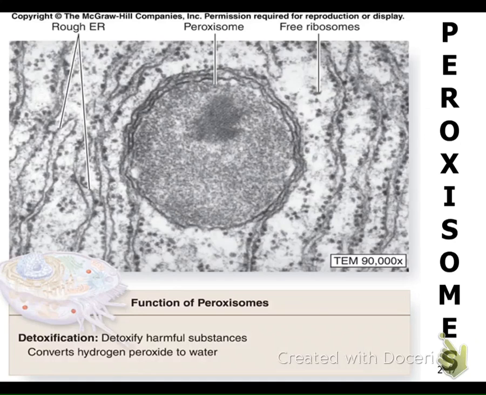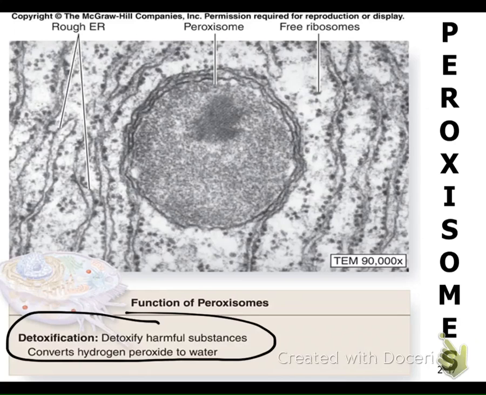And as you look at the bottom of this slide, you see that, again, as I've already mentioned, peroxisomes detoxify. So there'll be a high number of them in liver cells. And what they do is they convert hydrogen peroxide into water. So they get this name peroxisomes because they're able to use peroxide in their breaking down of molecules.